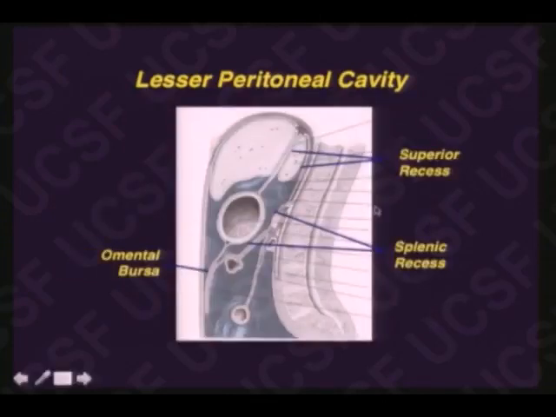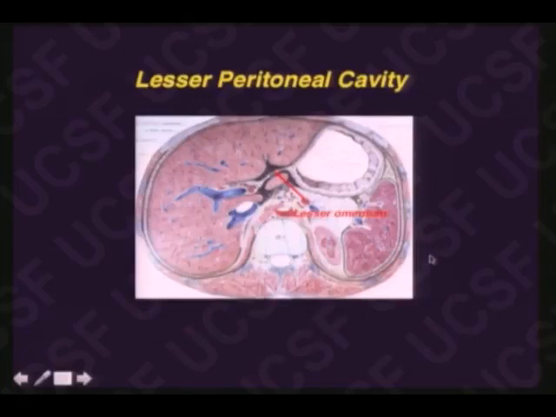Now, there are lumpers and splitters in the lesser peritoneal cavity. Lucky for you, I'm a lumper, and I'm really only interested in two spaces, the splenic recess and the superior recess. These are seen better in an axial plane. The splenic recess does run all the way over to the spleen, but in fact it largely lies between the posterior wall of the stomach and the body of the pancreas. The superior recess surrounds the caudate lobe of the liver.